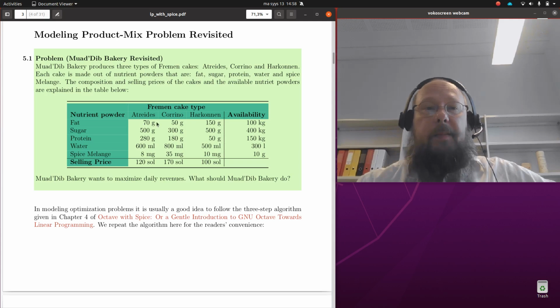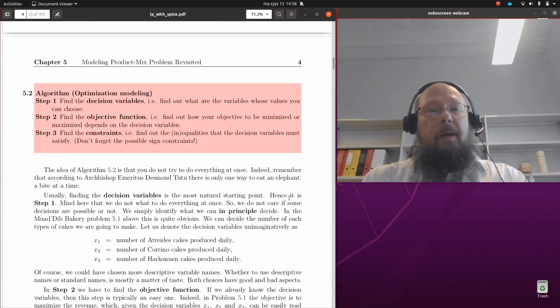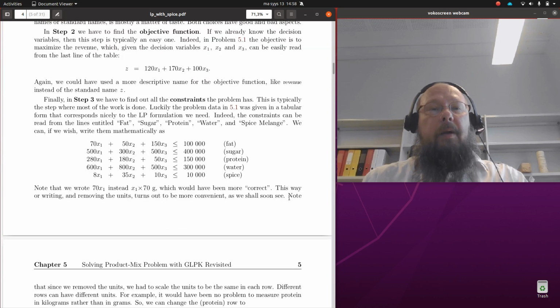So if we sum them up, that's the total amount of fat powder used in the cakes that we are producing. And this cannot exceed the amount of fat powder we have in total, which is 100 kilograms. So what I just explained is what we have written in this line.